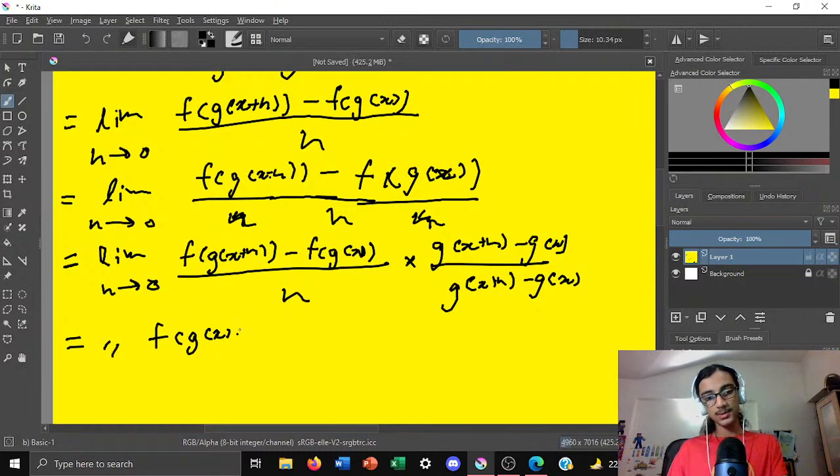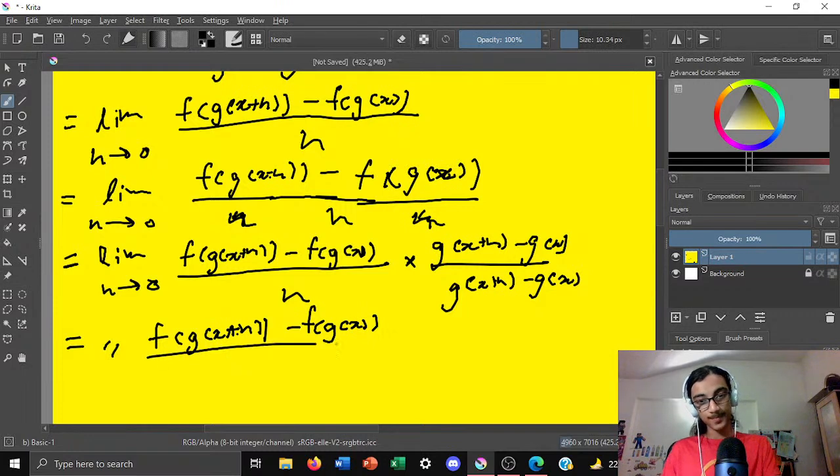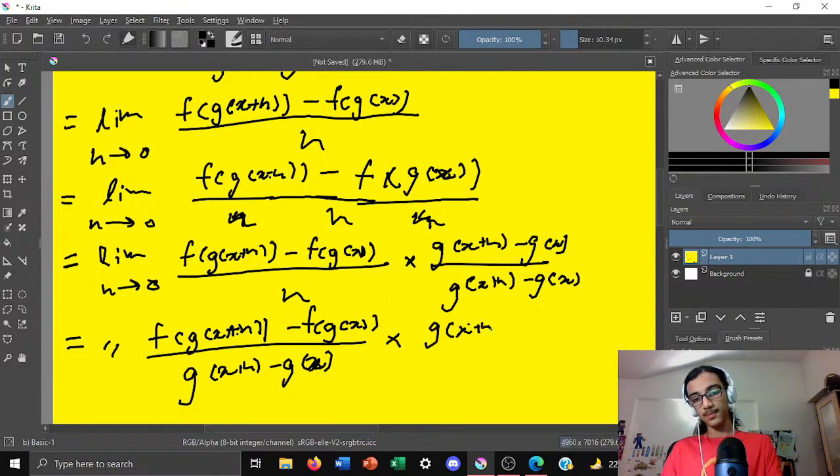f of g of x plus h minus f of g of x, and we're going to divide by g of x plus h minus g of x, right? And we're going to then multiply by g of x plus h minus g of x, and we're going to divide by h, right? And once again, what I've done here is that I skipped a step, because if I wrote it down in full, it would be a bit more messy, right?